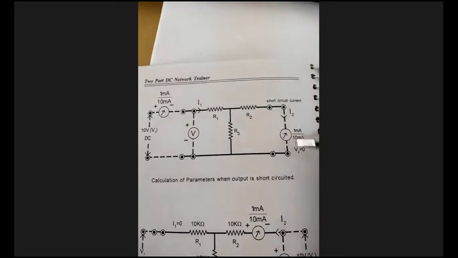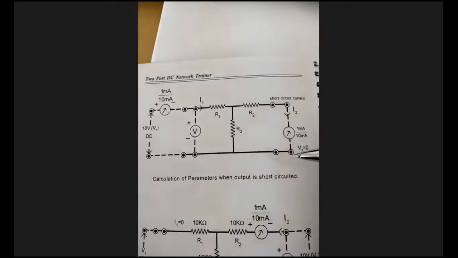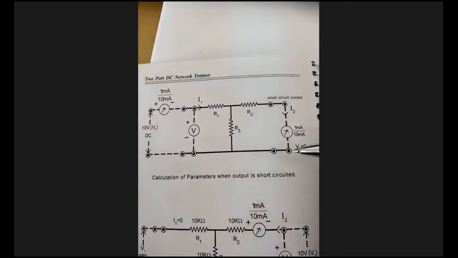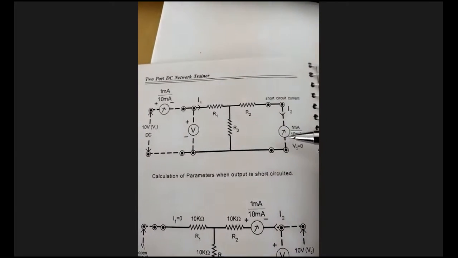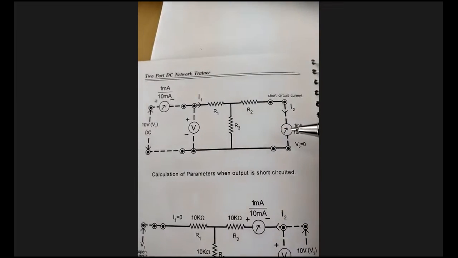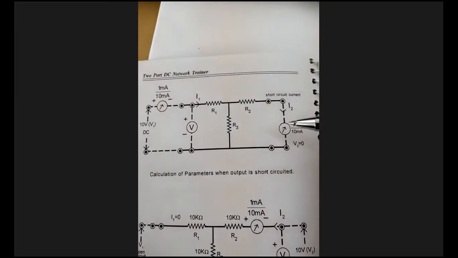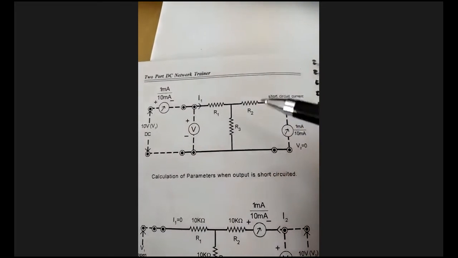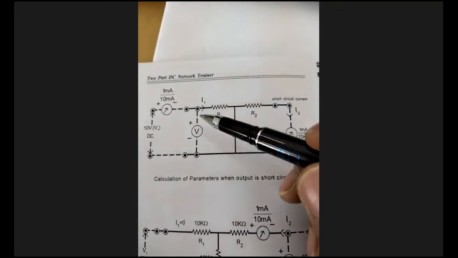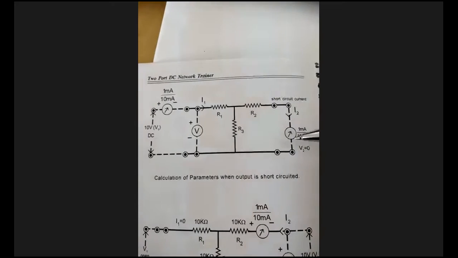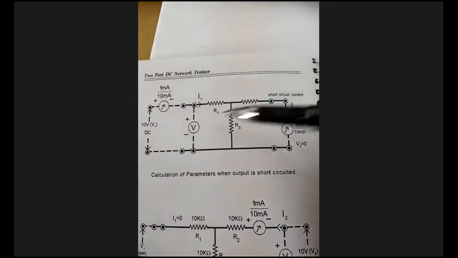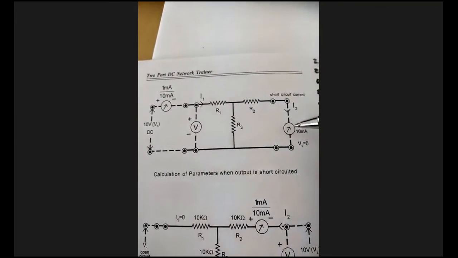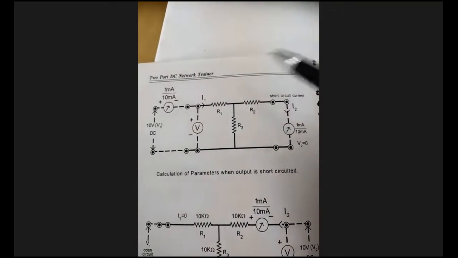The output is shorted through an ammeter, because we want to know the output short circuit current. So here, when you make V2 equal to 0, then we get V1, I1 and I2. Okay, that is the circuit for when we want to make V2 equal to 0.